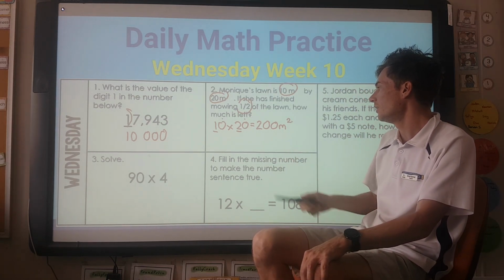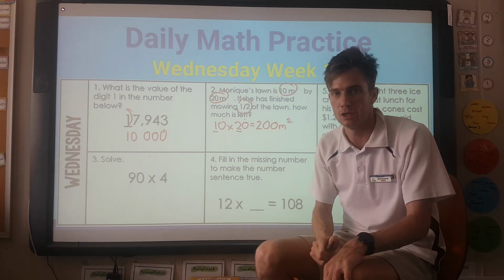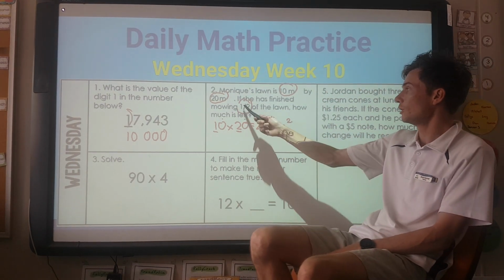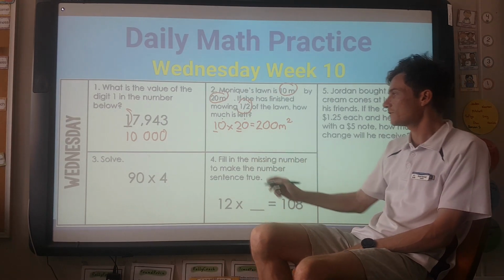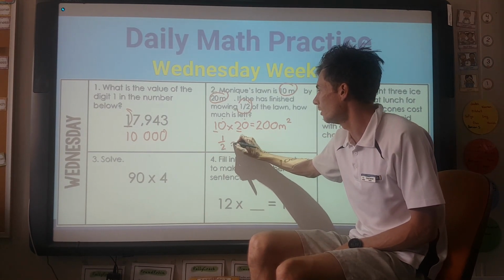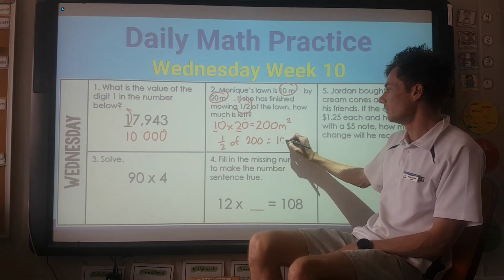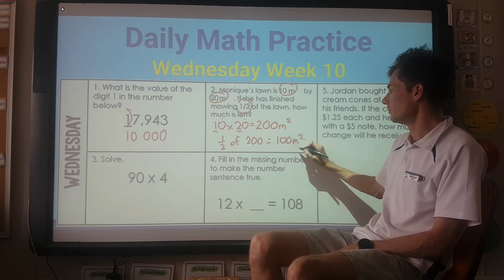That's what this one means. Okay, so metres squared, or you can write square metres. So that's the area of her lawn. So if she's done half, how much is left? Well, half of 200 is going to be 100 square metres left.